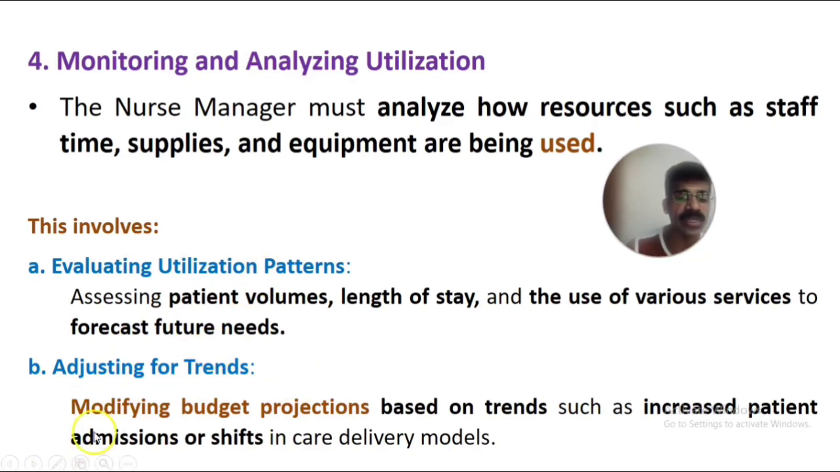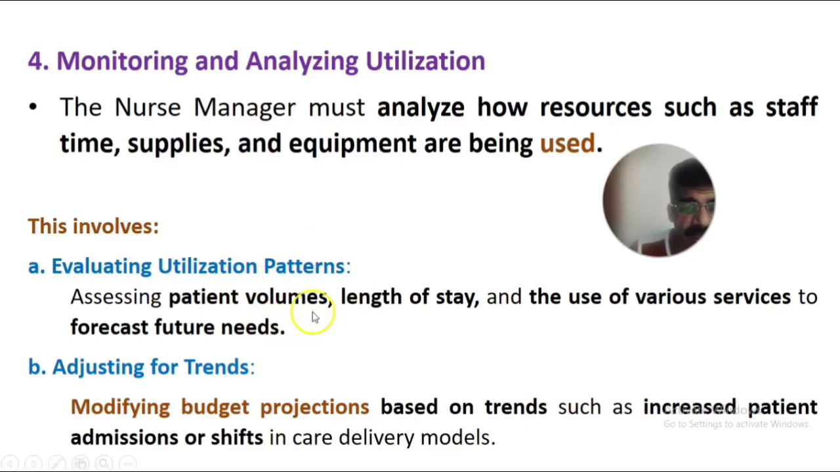So the first one is evaluating utilization patterns in the ward. So assessing patient volumes, the number of patients in the ward, and length of stay in the ward, then we can calculate how many supplies are required for the particular patient. Like that we can calculate for all the patients in the ward, for the day, for the week, for the month, for the year.